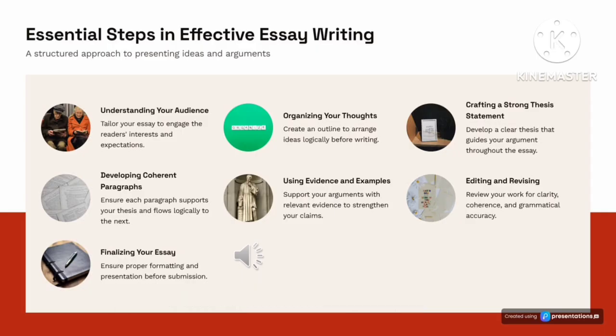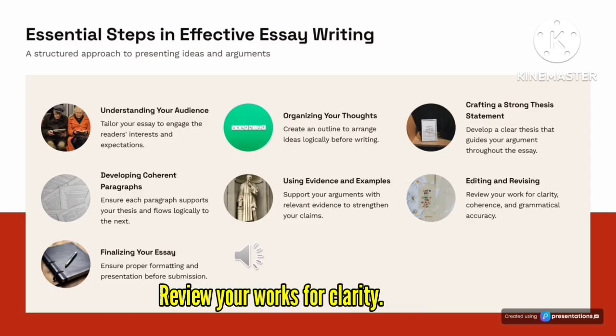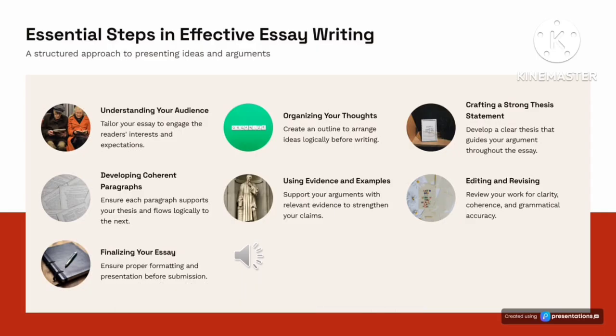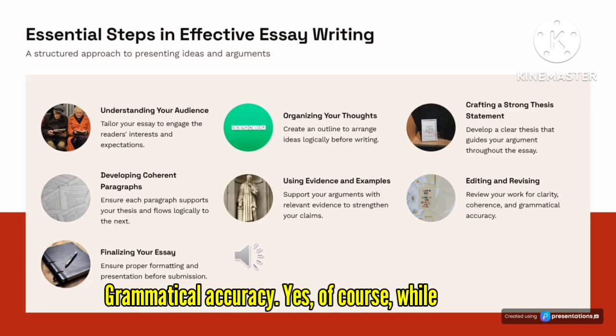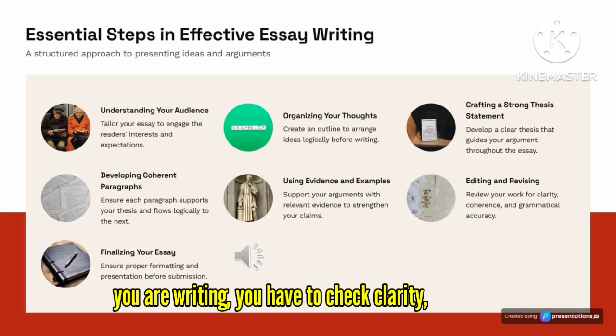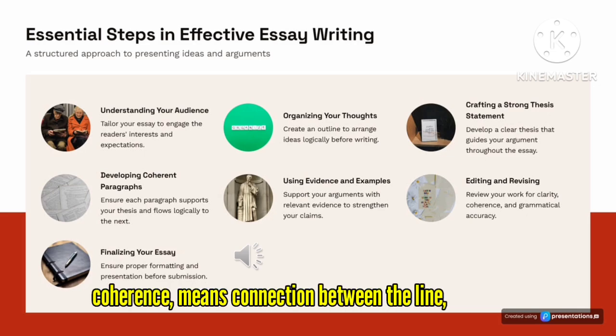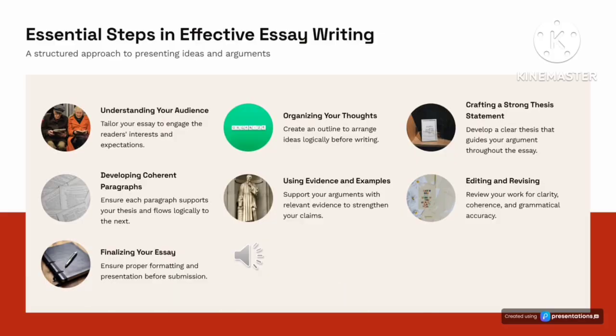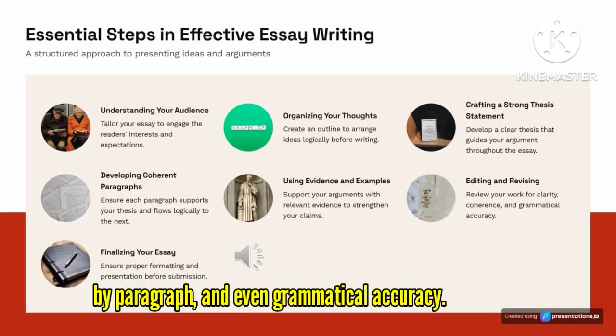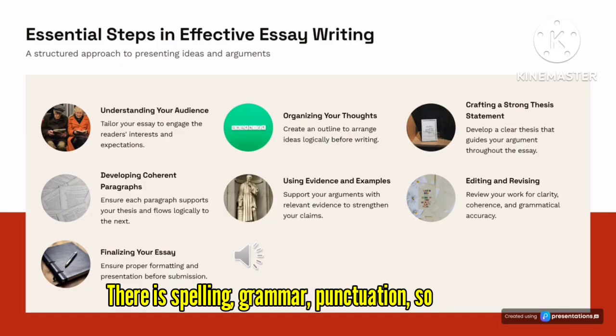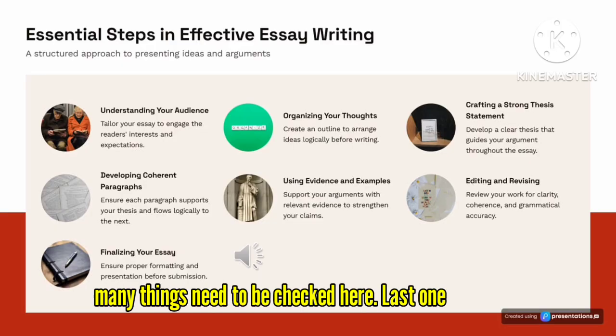And the sixth step is editing and revising. Review your work for clarity, coherence, grammatical accuracy. Yes, of course. While you are writing, you have to check clarity. Coherence means connection between sentence by sentence, line by line, or paragraph by paragraph, and even grammatical accuracy. There is spelling, grammar, punctuation, so many things need to be checked here.